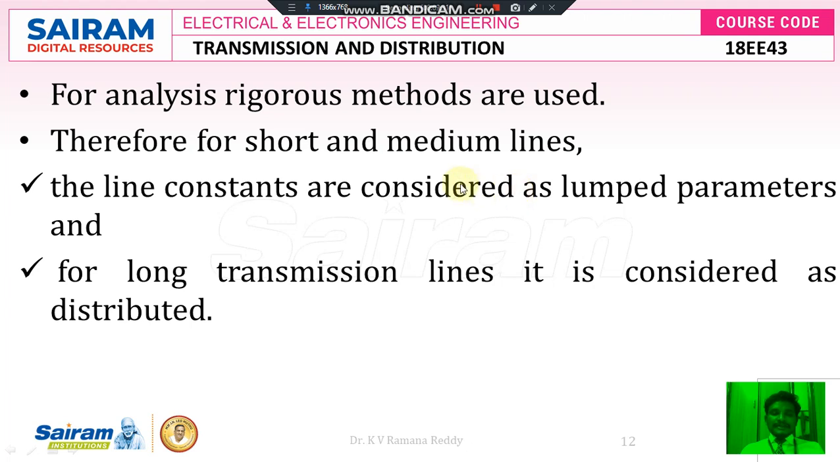So, as we discussed, short and medium transmission line parameters are lumped parameters. But coming to long transmission lines, the parameters are distributed throughout the given length of the transmission line. It is not possible to analyze them like lumped parameters. It is only possible to analyze the distributed parameters.